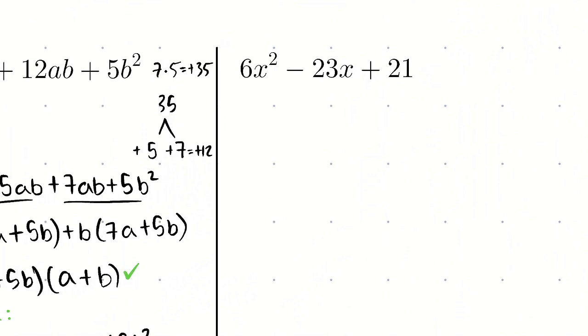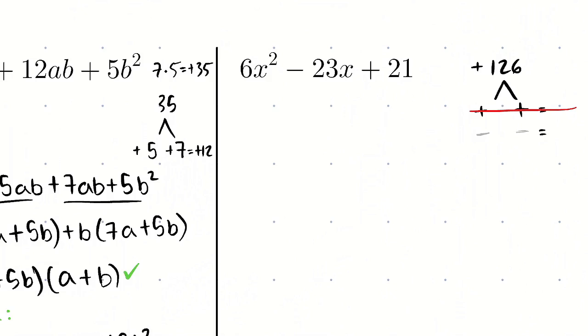So right here, our A value is 6. Our C value is 21. 6 times 21 is going to be 126. So I'm going to look for factors of 126 that add up to negative 23. So now this is a positive 126. So we can only have either two positives or two negatives. And both of those have to add up to give you a negative number. So I cannot have two positive numbers. It has to be two negative numbers. So that's what I'm going to be trying out, two negative numbers.